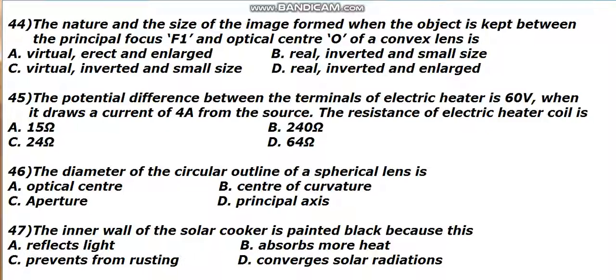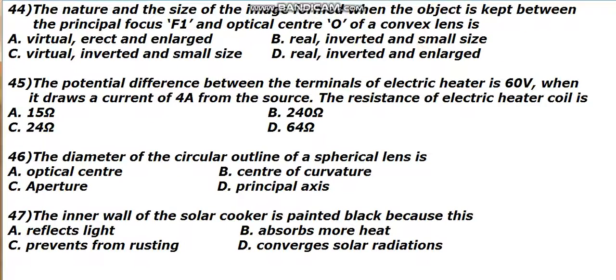Now the 44th, look at this one. The nature and size of the image formed when the object is kept between the principal focus F1 and the optical center O of a convex lens. See, only in this case you are going to get the nature and size of the image formed as virtual and erect.